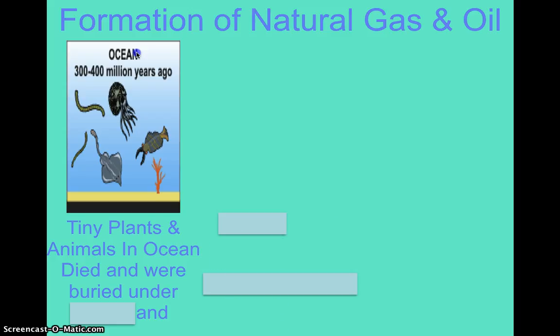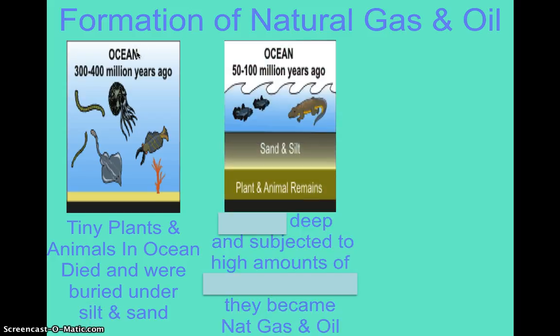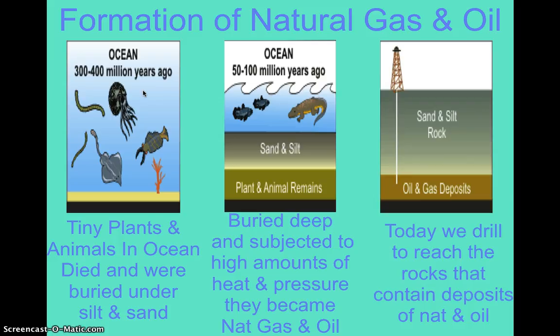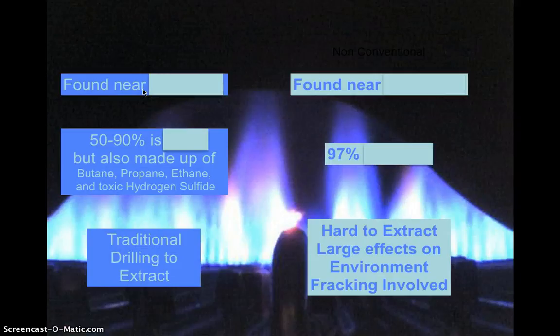They died, were buried, and they were subjected to high amounts of heat and pressure. And over time, again, this started 300 million years ago, and it took millions of years. So that much time passed, and formation of natural gas and petroleum occurred. Today, we drill to reach these deposits of oil and gas, and we'll get into the type of mining and the effects of mining throughout this presentation and for the next unit, which is petroleum.